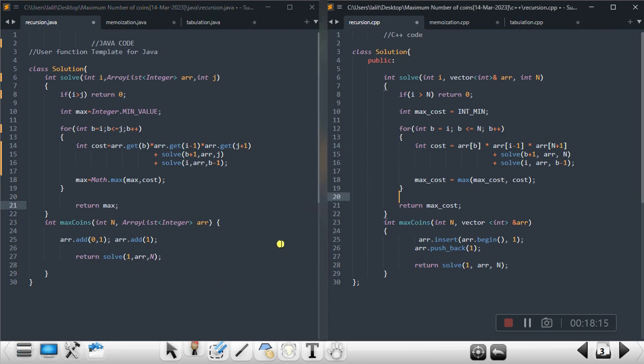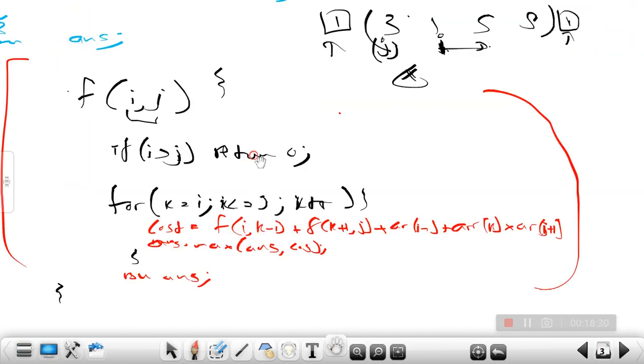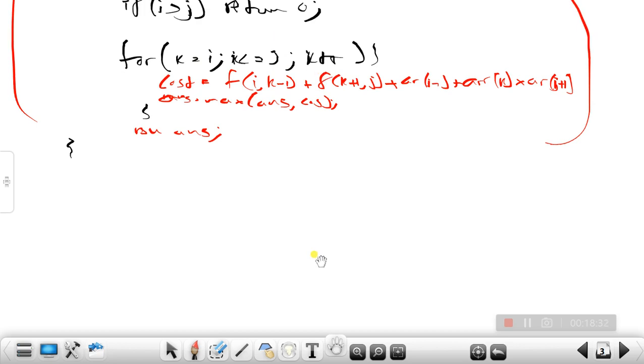Now this is all about recursion. Let's see what else we can do, because this is going to give me a lot of time complexity. So what I'm going to do now is draw the recursive tree for this problem. Let me draw the recursive tree. Here I have a problem like 3 1 5 8. Let me call the function the maximum cost of deleting 3 1 5 8.